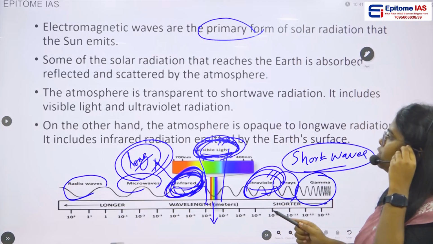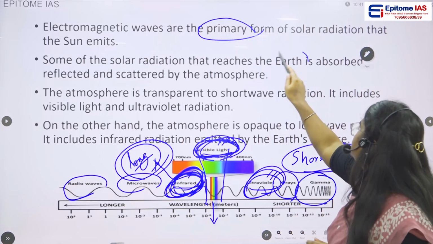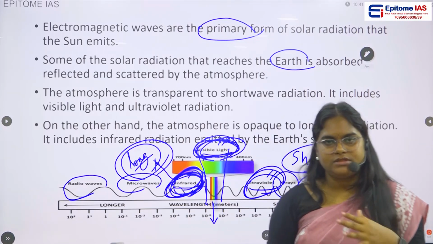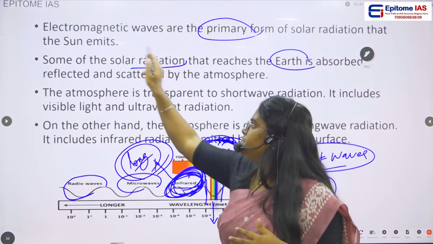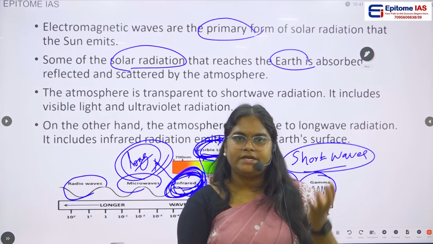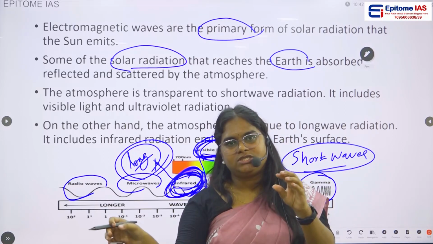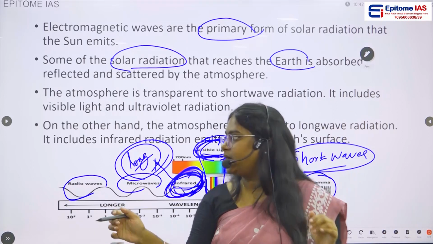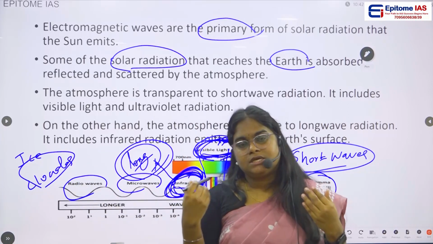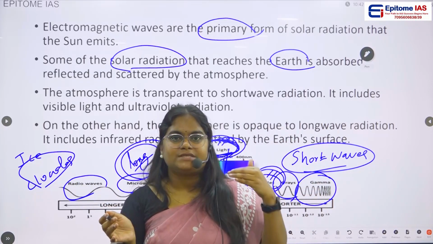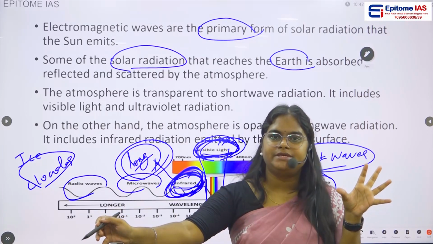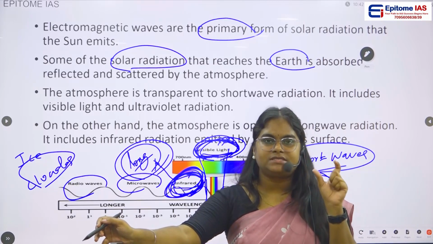Some of the solar radiation that reaches the earth is absorbed, reflected, and scattered by the atmosphere. Yesterday we saw this, right? When the solar radiation tries to reach the earth's surface, what the earth's atmosphere does to the insolation is that some of the insolation is reflected back. We saw the ice caps and the clouds. So these ice caps and the clouds actually reflect back some of the incoming solar radiation, and we saw this effect as the albedo effect.